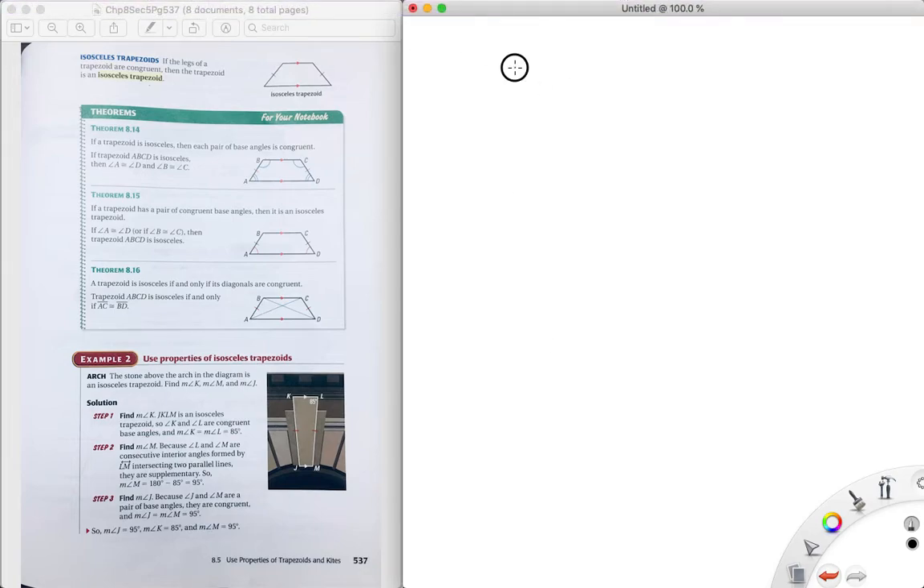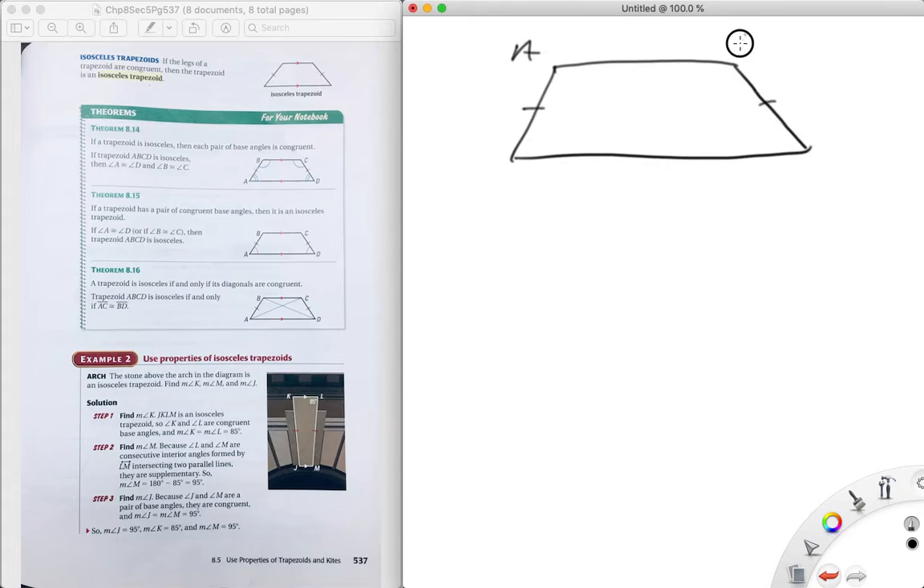Alright, part 2 of 8.5. So we're at theorem 8.14, which means we start talking about an isosceles trapezoid, which is a trapezoid with congruent legs and exactly one pair of parallel sides.